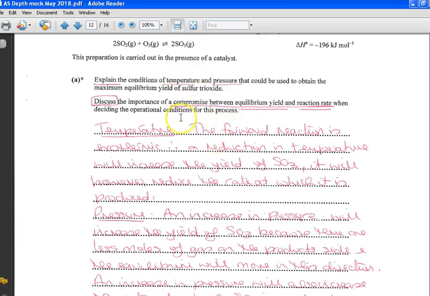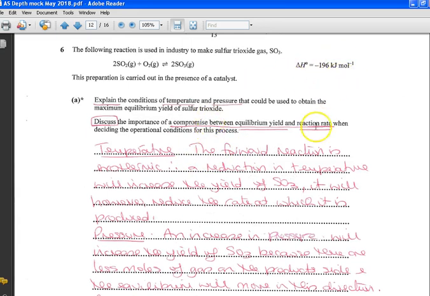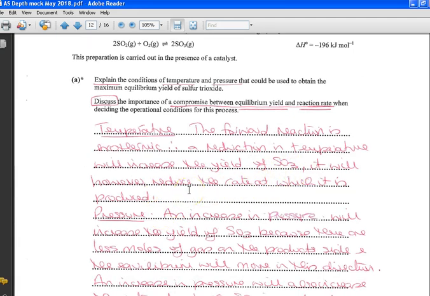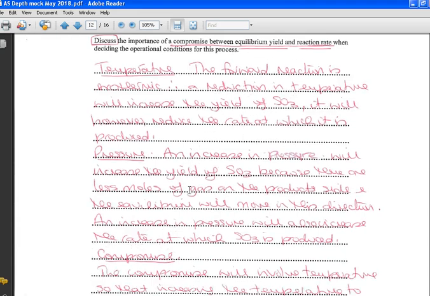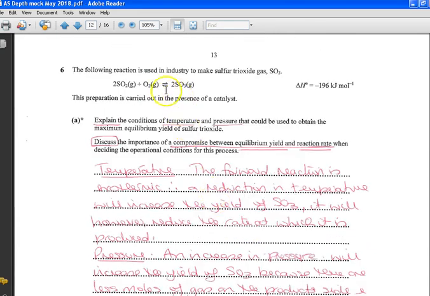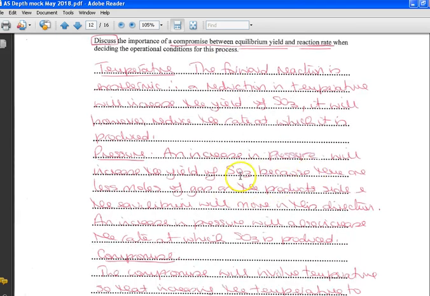So first of all, look at temperature. It's an exothermic reaction. If we reduce the temperature, we will increase the yield. However, it will reduce the rate. Then look at pressure. If we increase the pressure, we are going to push the equilibrium over to the right because there are fewer moles there. You need to state why. Here you've got to state that it's exothermic in the forward direction, and that's why you reduce the temperature. And here you've got to state why you would increase the pressure.